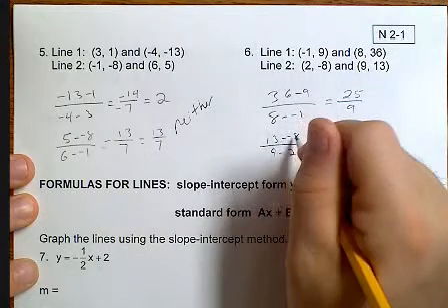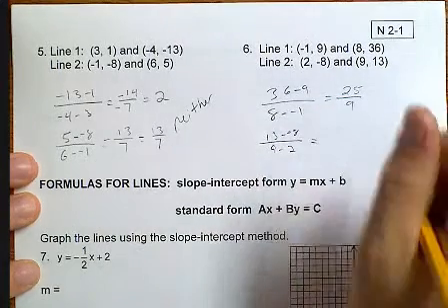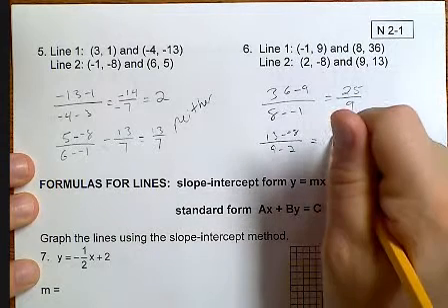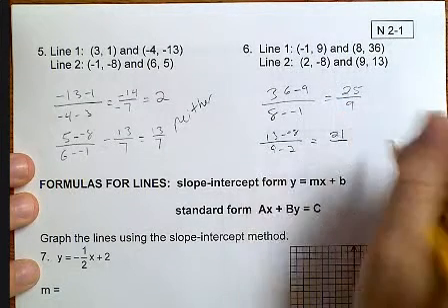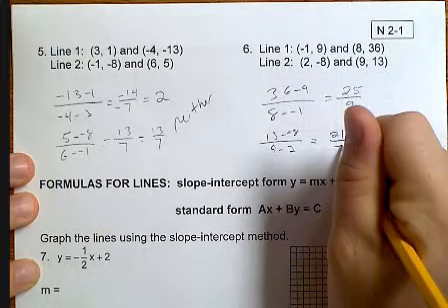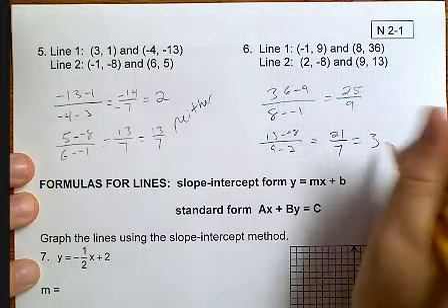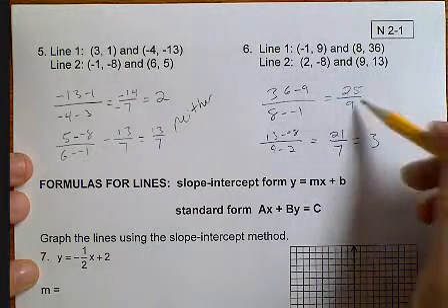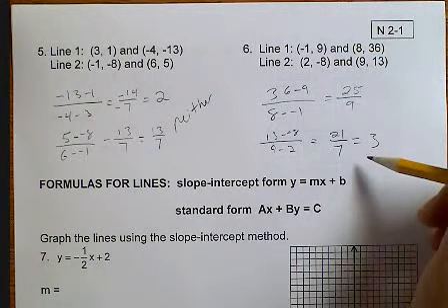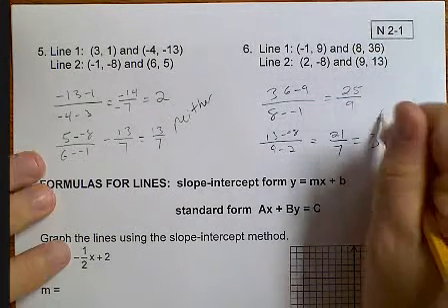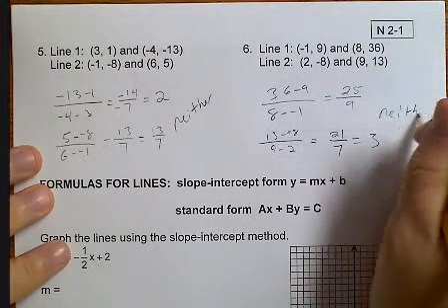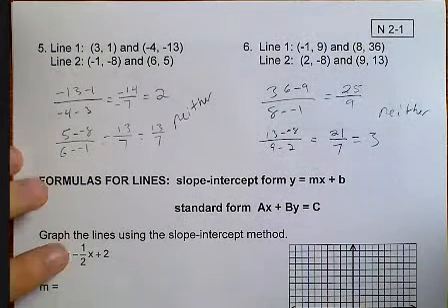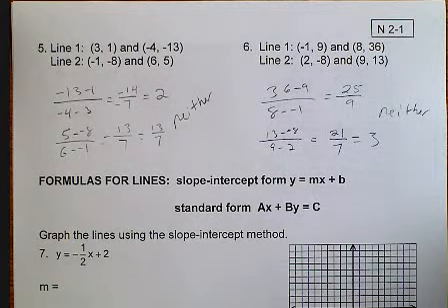13 minus a negative 8 would be really 13 plus 8, which makes 21 over 7, which is 3. So here we have 29 over 5 and 3. These are nowhere near alike, so they are also neither. Now you look at this and you go, well, they can give us a set of parallel lines.